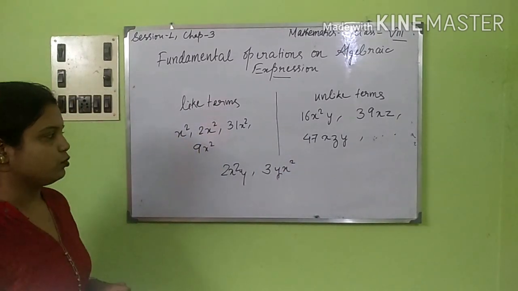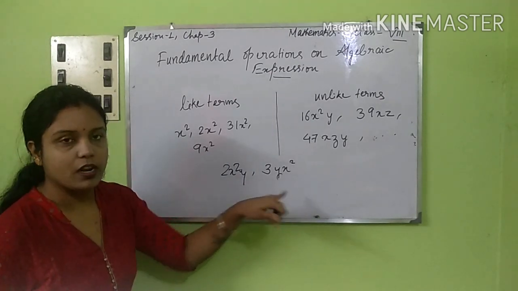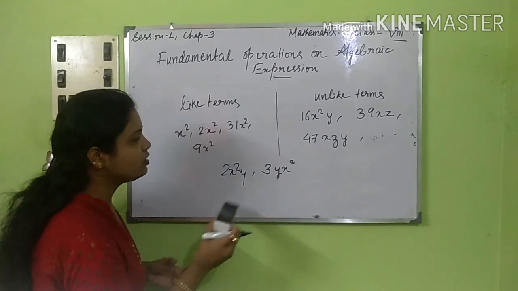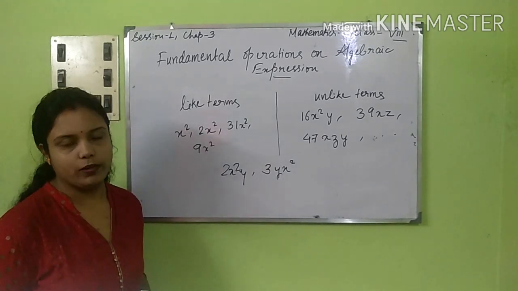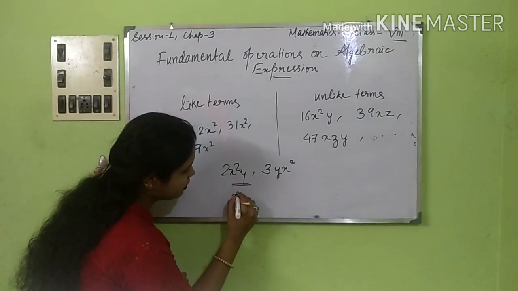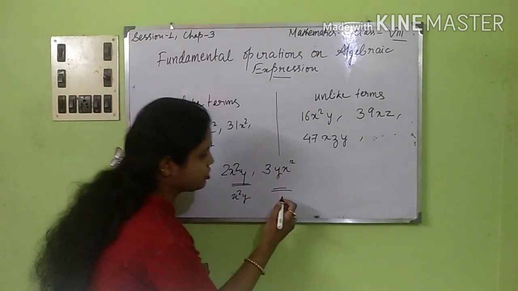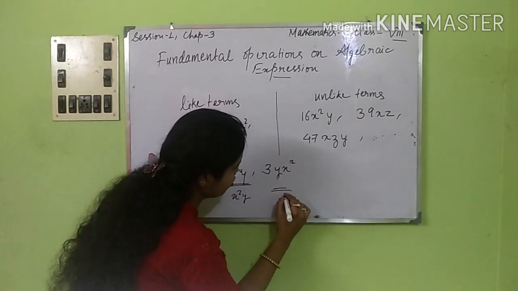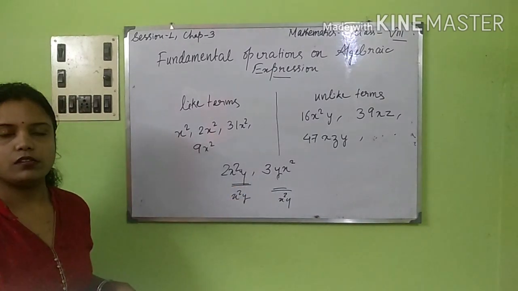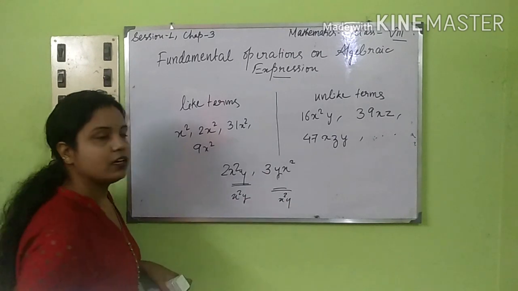Now suppose it has been asked: 2x squared y and 3yx squared, are these terms like terms? Obviously, yes, these are like terms. Why? Because the variables are the same. Here it is x square y, and here also it is just rearranged, but the term is x square y. Both are like terms because it has just been arranged differently.